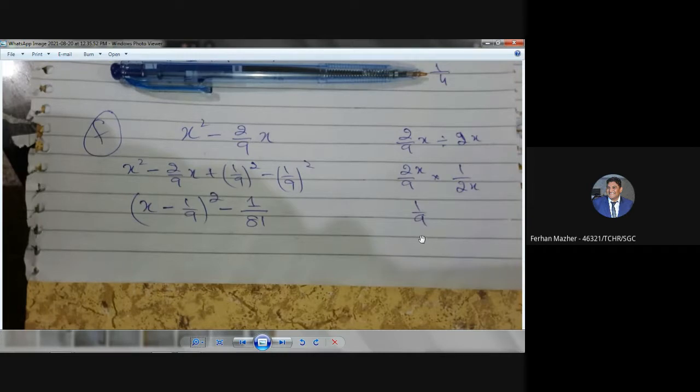Whatever you are left with, you will square it and add it, and you will also subtract the square of this 1 by 9 from your expression. So you can see here we have written x square minus 2 by 9 x plus 1 by 9 square minus 1 by 9 square. These first three terms will make the formula. This is the formula for the whole square. This is x minus, because here I have a negative sign, so here I will have a negative sign. So x minus 1 by 9 whole square. This minus will come here. 1 square is 1, 9 square is 81. So you can see we got this form.